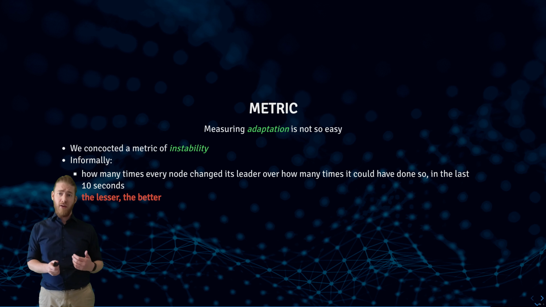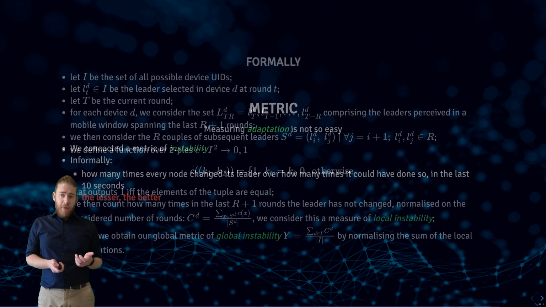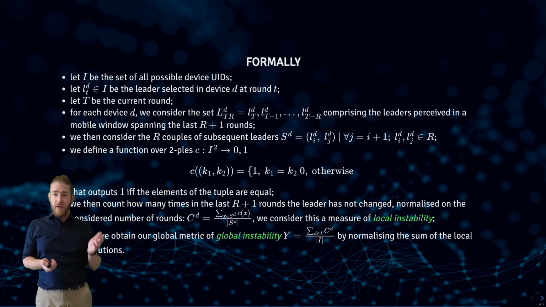Roughly, the idea is to look behind 10 seconds, count how many times every device changed opinion about who is its leader, and divide this number by the number of times it could have changed. In the paper, it's better formalized, of course.